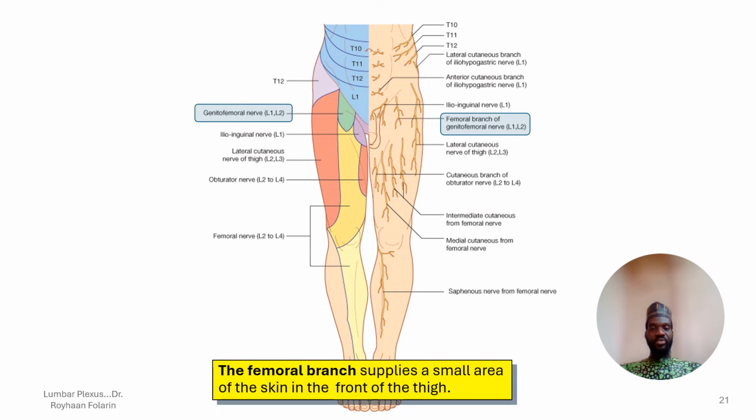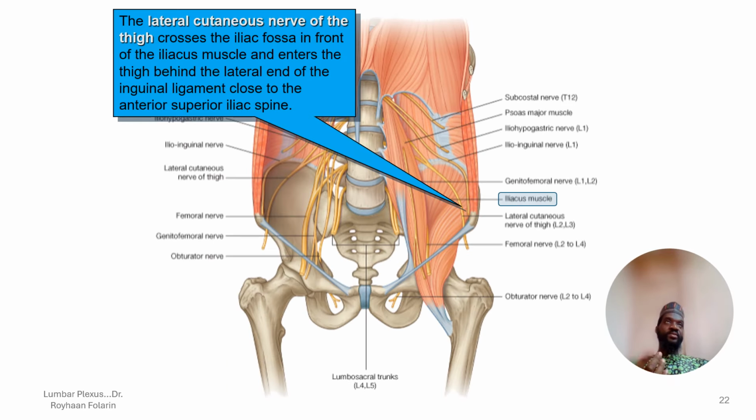As for the femoral branch, it supplies a small area of the skin in front of the thigh. That's the femoral branch of the genitofemoral nerve. It supplies a small area of the skin. So it's expected that when there is damage to that nerve, the individual will not be able to feel sensation in that region of the thigh.